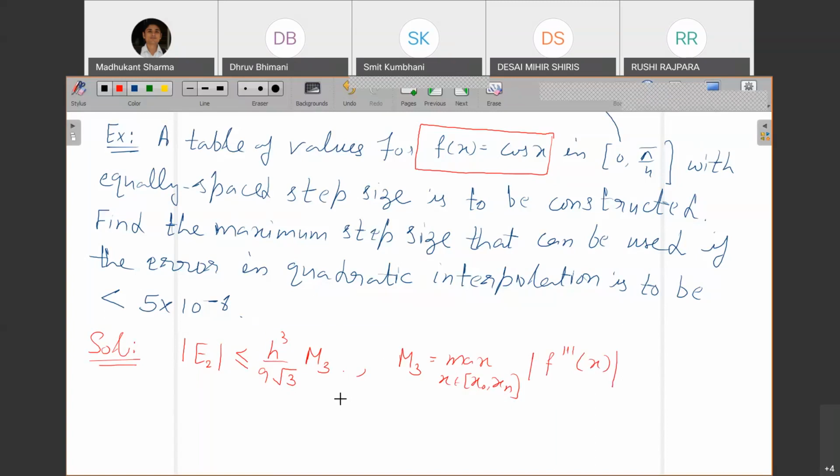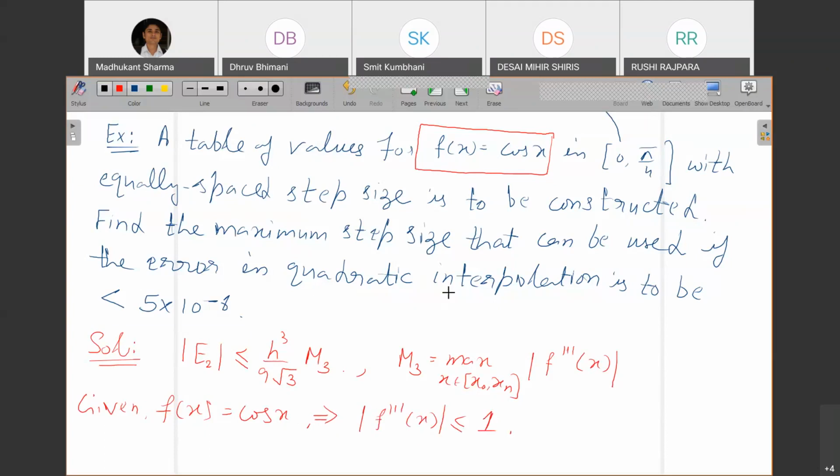Now since you have f given here, f is cos x. If you take the first derivative, it's minus sine, and the second derivative is again cos or sine. So the f third derivative for any x is certainly less than or equal to 1. So we know this form.